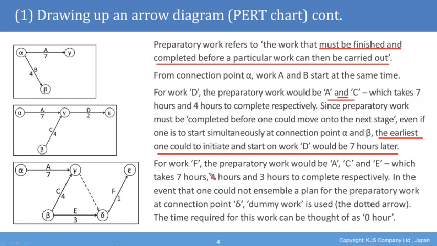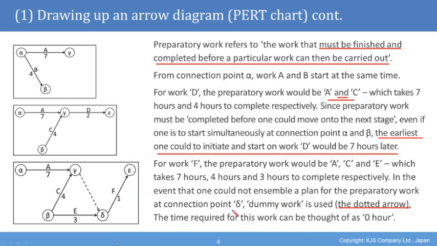For work F, the preparatory work would be A, C, and E, which takes 7 hours, 4 hours, and 3 hours respectively, which again means that you need to have the 7 hours. But you also have to allow time for E to have been completed, and that may not have started at the same time that A began. In the event that one could not assemble a plan for the preparatory work to begin at connection point delta, dummy work is used in the form of a dotted arrow, and this is shown in the diagram. The time required for this work can be thought of as 0 hours.